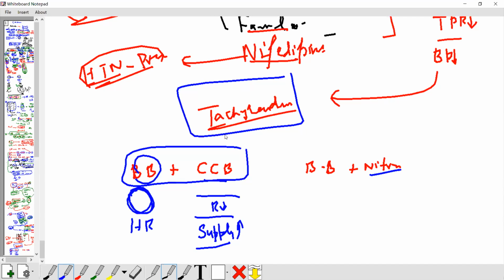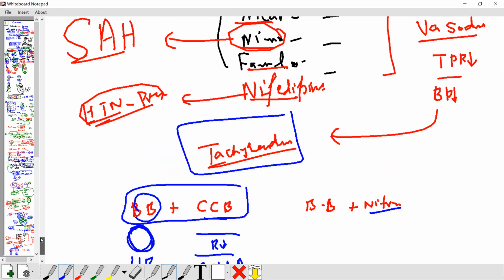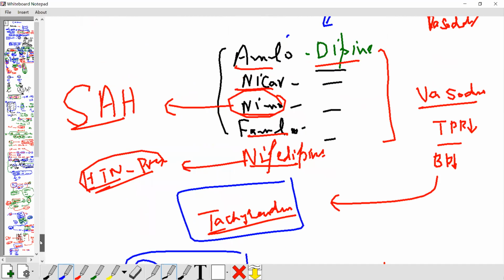If you give calcium channel blocker as single therapy to an angina patient, you are killing the patient. You must combine beta blocker with calcium channel blocker, or combine beta blocker with nitrate. Clear? Okay, now again come back to calcium channel blocker.